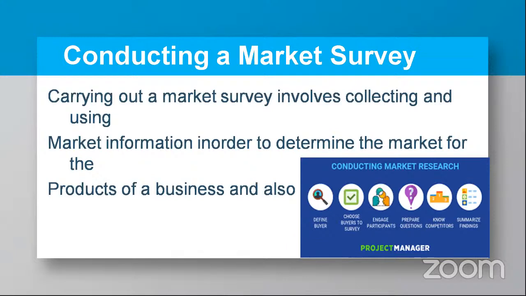It is always important in a business to ensure that the goods, the products you are going to have on the market, you'll be in position to have customers buying them. Conducting a market survey is the same as conducting market research. So you go out and research whether the products you are going to produce will be in position to have market.